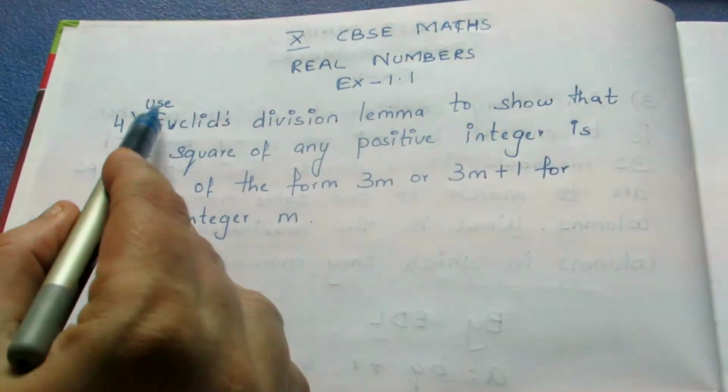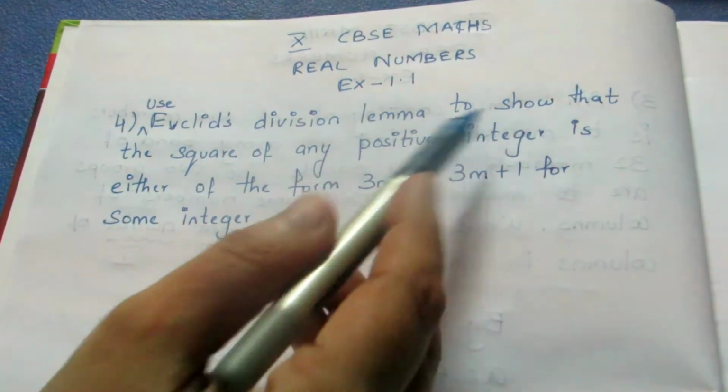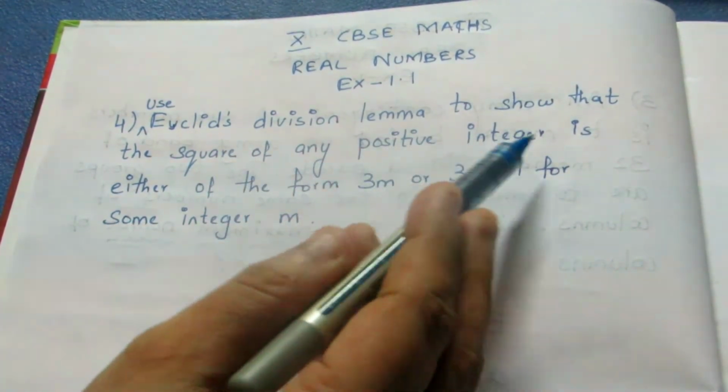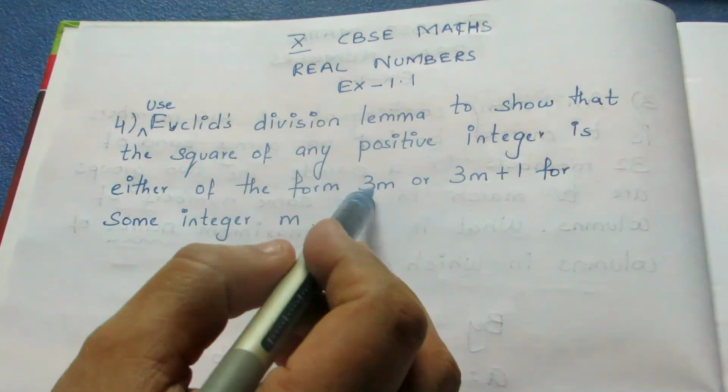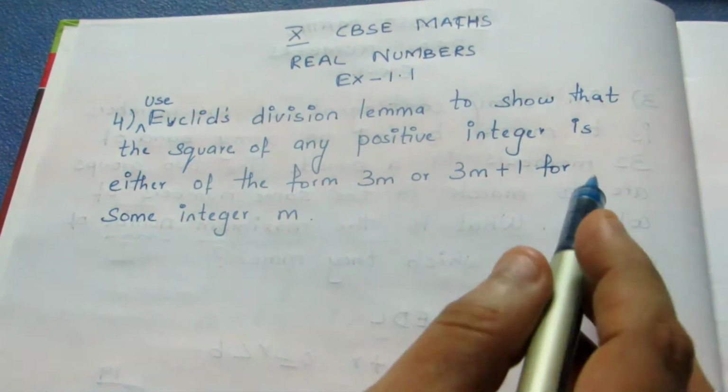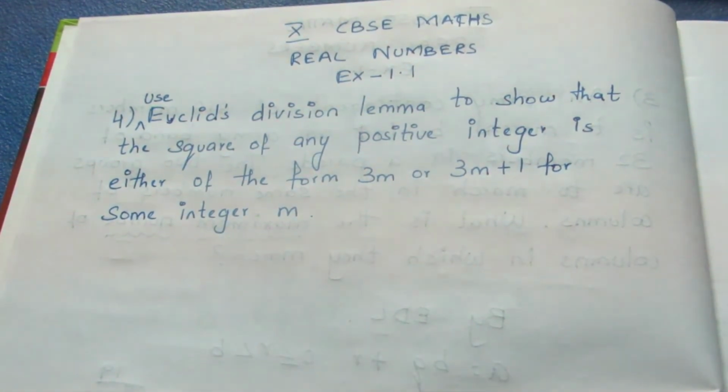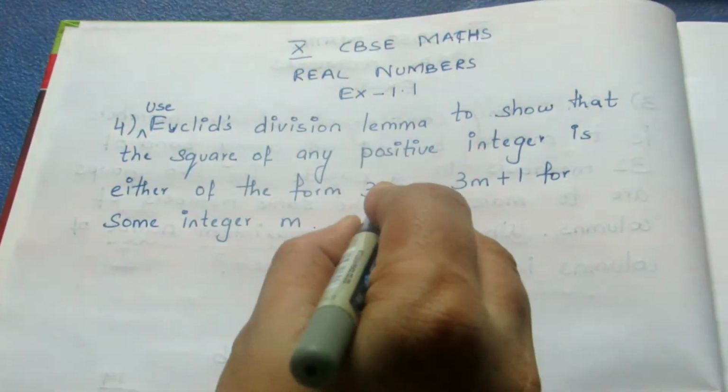See the question. Use Euclid division lemma to show that the square of any positive integer is either of the form 3m or 3m plus 1 for some integer m. So they have given the square of any positive integer to be in the form 3m or 3m plus 1. For that case, if it's a square or a cube, we need to take a variable other than this.